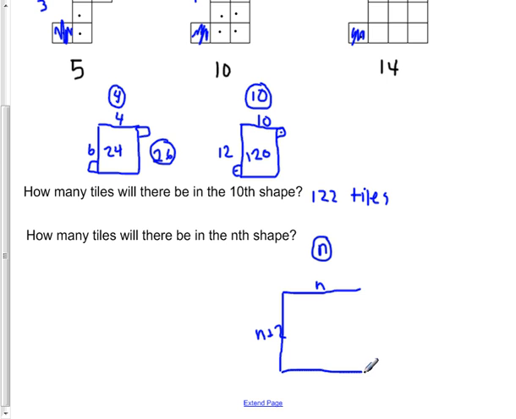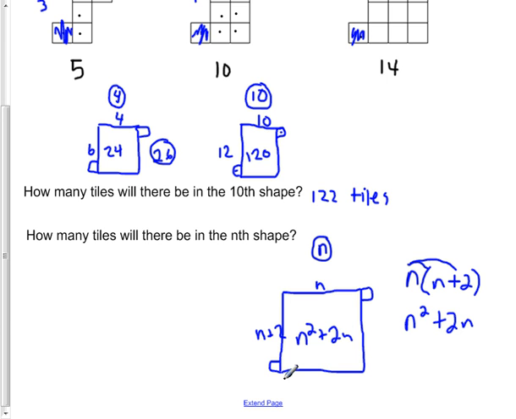And that's going to be our rectangle. And then we'll have 1 little guy sticking out there, and 1 little guy sticking out there. So the area of this, we go n times n plus 2. We would distribute the n, and we get n squared plus 2n. That's going to be the inside stuff. Okay, but then don't forget we got 2 little things sticking out here. So how many tiles will there be in the nth shape? Well, there's going to be n squared plus 2n. That's going to be the rectangle, plus 2 more. So n squared plus 2n plus 2.